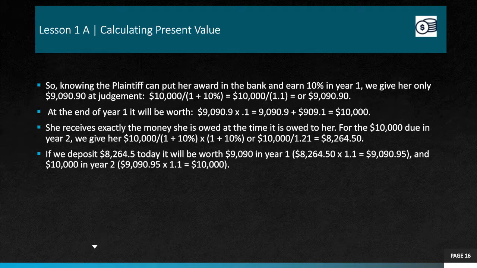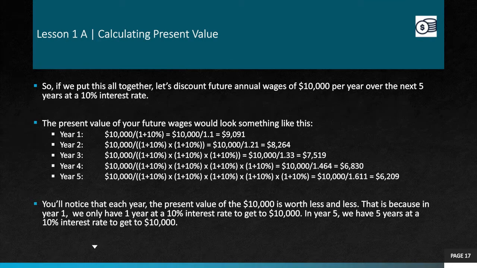Okay? For the second year, to cover that loss, we're going to give her $8,264, because if we invest that at 10%, it'll be worth $9,090 in 1 year and $10,000 in 2 years. So if we're putting this all together, we're going to discount future annual wages of $10,000 per year over the next 5 years at a 10% interest rate. And you'll notice as we go out in time, the amount we're paying as an award gets smaller and smaller and smaller. So for the $10,000 that we're going to be paying in damages for her 5th year of loss, we only have to pay her $6,200, because when we give it to her at the date of judgment, she's got 5 years at an interest rate to increase that $6,200 so that it'll be worth $10,000 when it's due in year 5.